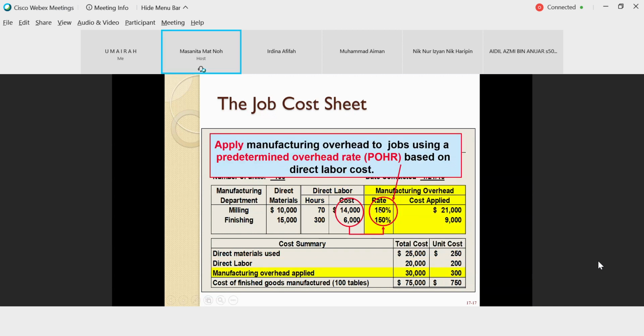Right, kemudian yang ini this 150% rate of UHR ni untuk using based on the direct labor cost. Okay, dia guna direct labor cost. Okay, direct labor cost maksud dia, applied cost ni berapa? 14,000. Okay, yang itu dia anggap direct. Total cost ialah berapa? 75. Okay.